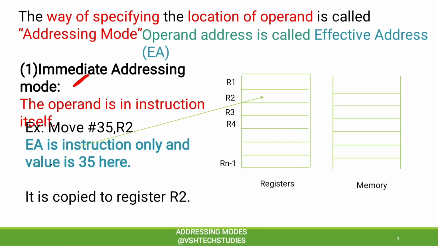If we take up the first one, immediate addressing mode, the operand is in the instruction only. So if the instruction is Move #35, R2, then 35 is the operand. Hash indicates the number 35 itself is the operand. It is in the instruction only. Hence the name of addressing mode is immediate addressing mode. This 35 is copied to register R2.